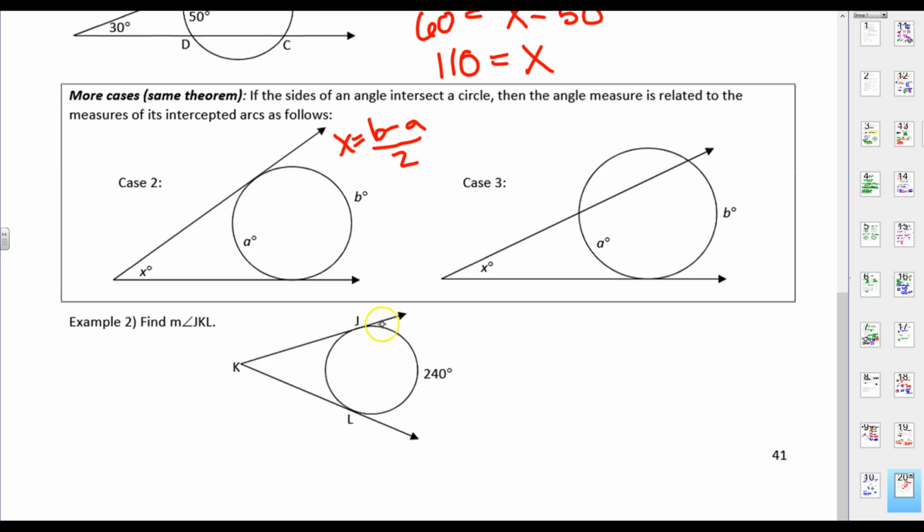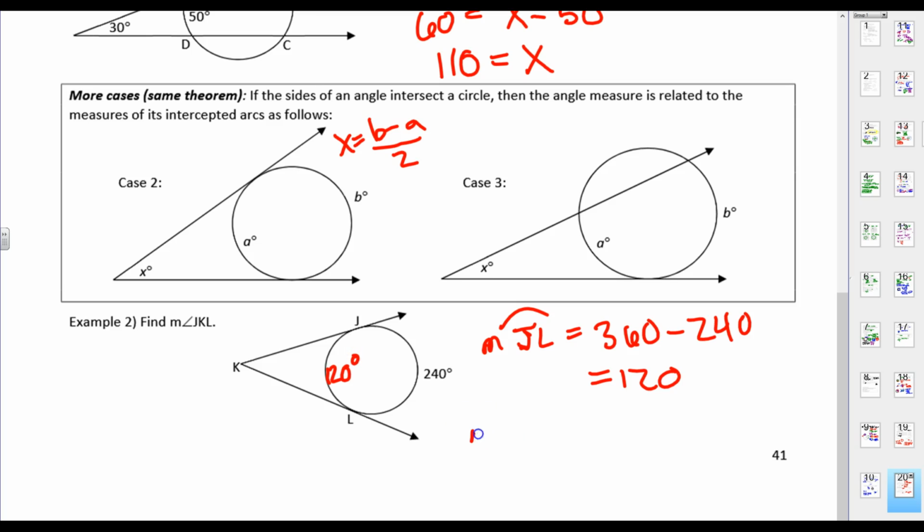Well, we know that all of the degrees in a circle, all of my arcs must add up to 360. So arc JL, the measure of arc JL, that should be L, not C, guys, sorry, must equal 360 minus 240, or 120. So this piece right here is 120 degrees.